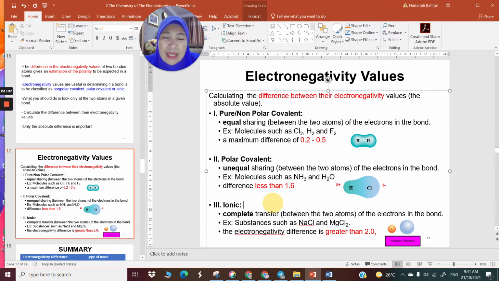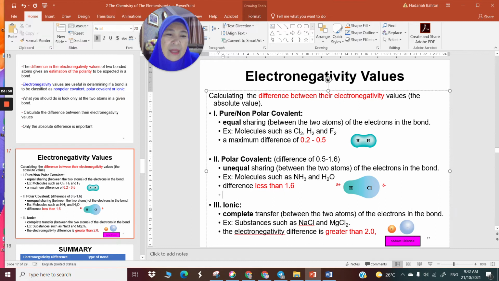But when you have a difference between 0.5 to 1.6 of your Pauling's value, then you have a polar covalent bond, because there is unequal sharing of the electrons in the bond between the two atoms, for example ammonia or water or HCl.